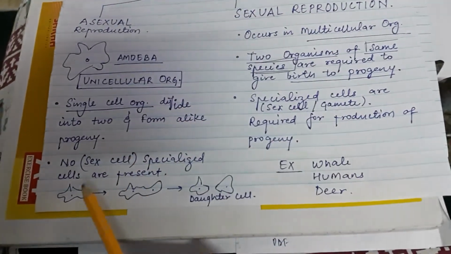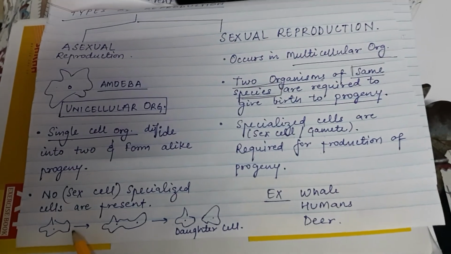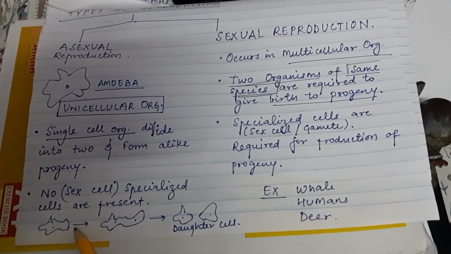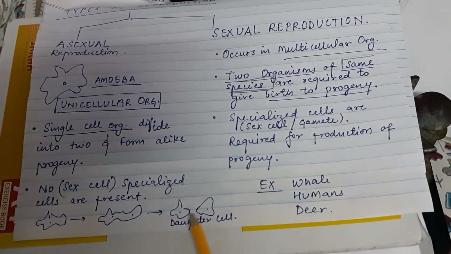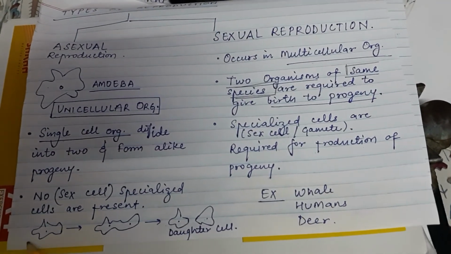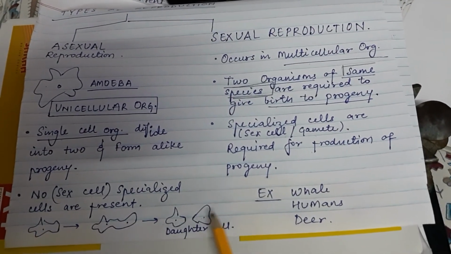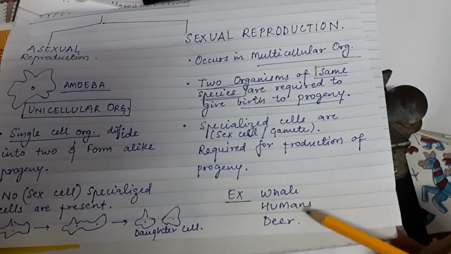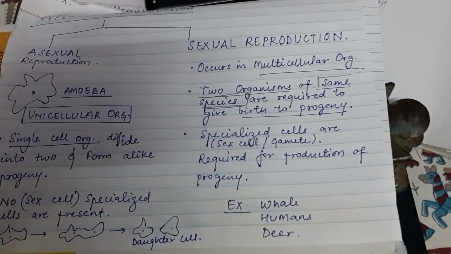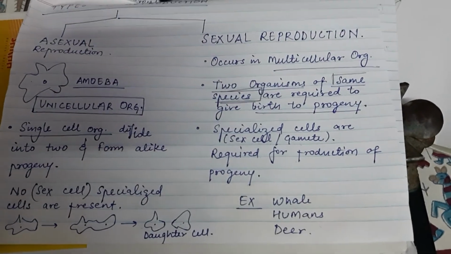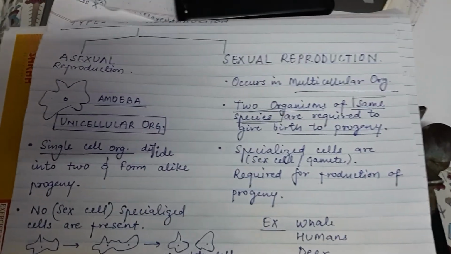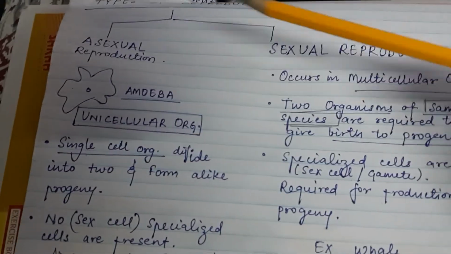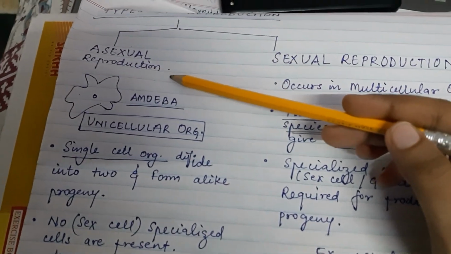You can see here amoeba reproduces asexually. This process is binary fission. You have already studied it in your lower classes. While in humans, whale, deer, the reproduction is in a sexual manner. In the next class, we will be studying the asexual mode of reproduction in detail.